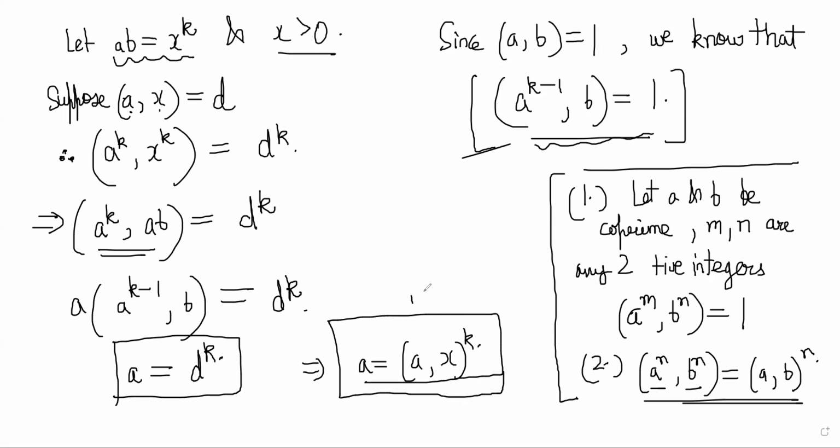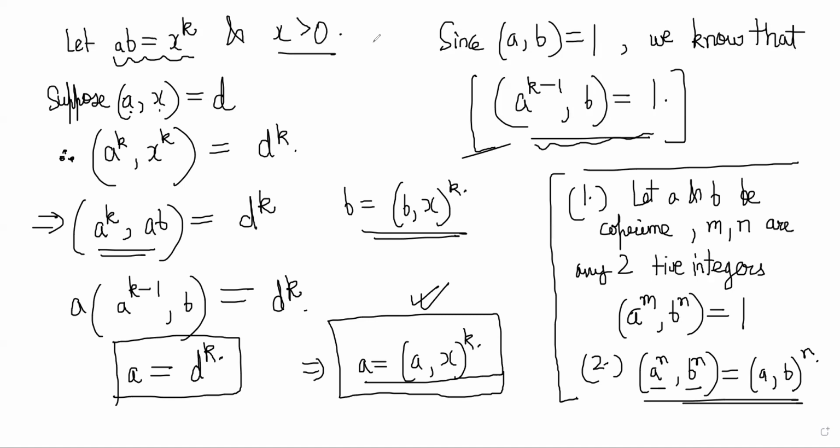We have just completed our proof. So A becomes the kth power of a number. What is that number? It is the GCD of A and X, where X power k was equal to AB, right? Similarly, you can also show that B is equal to the GCD of B and X, power k, right?